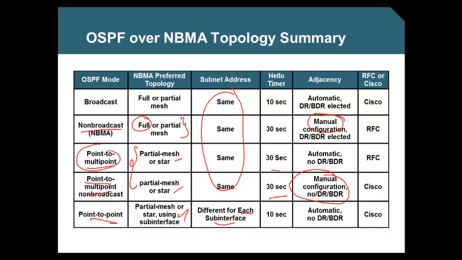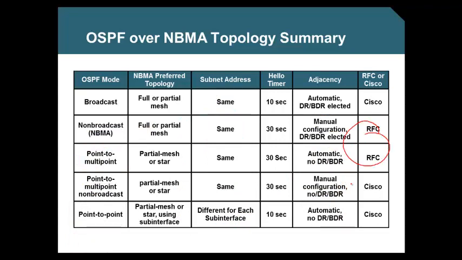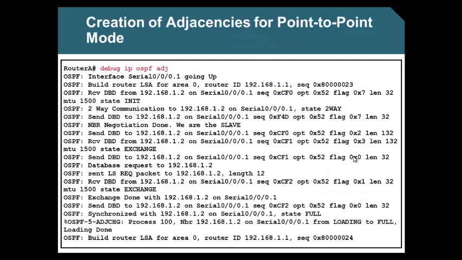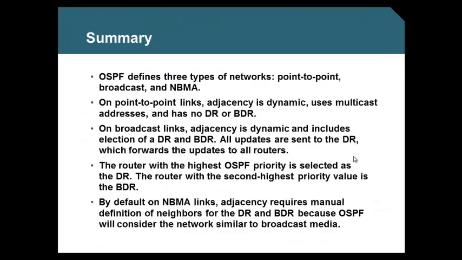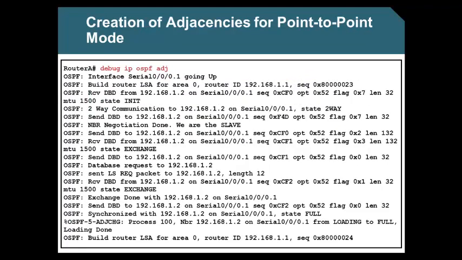No DR BDR election for these two. And for point to point, definitely there is none. These two are RFC, the other 3 are Cisco. Debug IP OSPF adjacency and debug IP OSPF events. These are the 2 commands. I always use adjacency as well as events to troubleshoot OSPF. Only these 2 commands are more than enough to troubleshoot any OSPF issues. Right, we will go to the command line and test it in our next class.